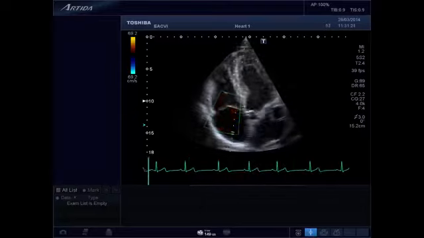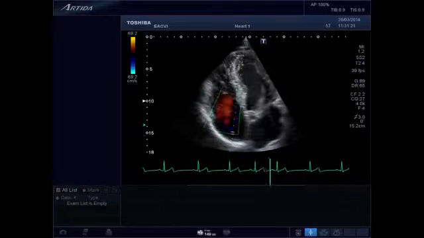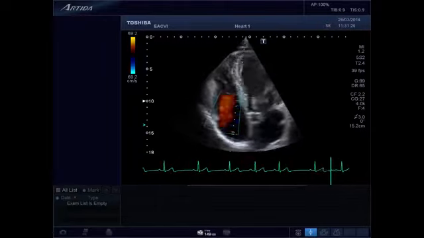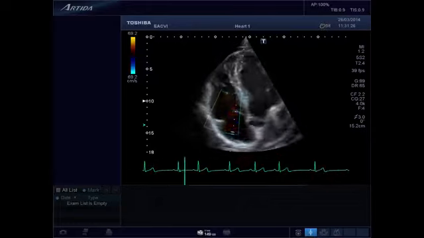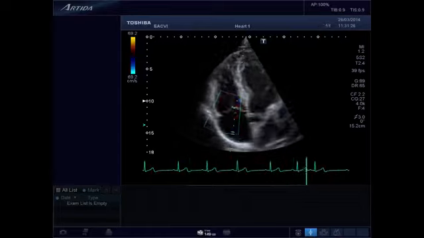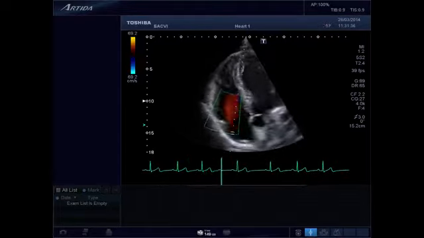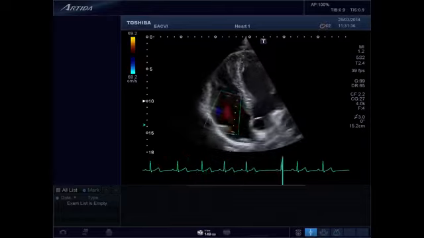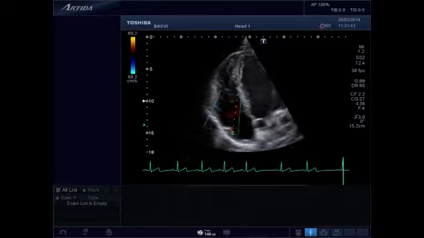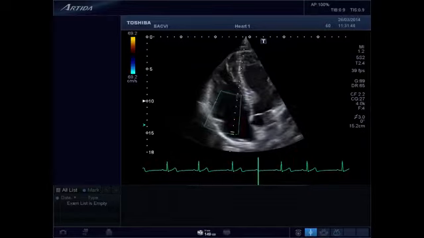But you can see here that if I'm trying to acquire a continuous Doppler in order to measure the tricuspid regurgitation, I will be almost perpendicular to the flow. And of course, I will have a signal that is absent, or I will underestimate the tricuspid regurgitation if I'm not parallel but perpendicular to the flow.